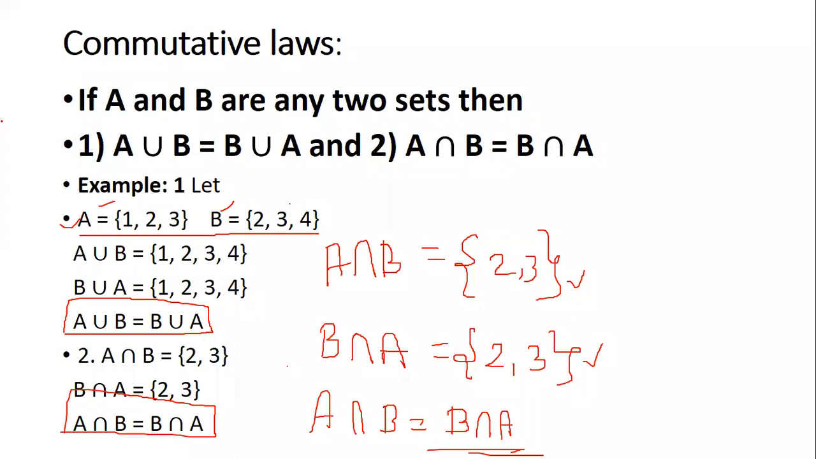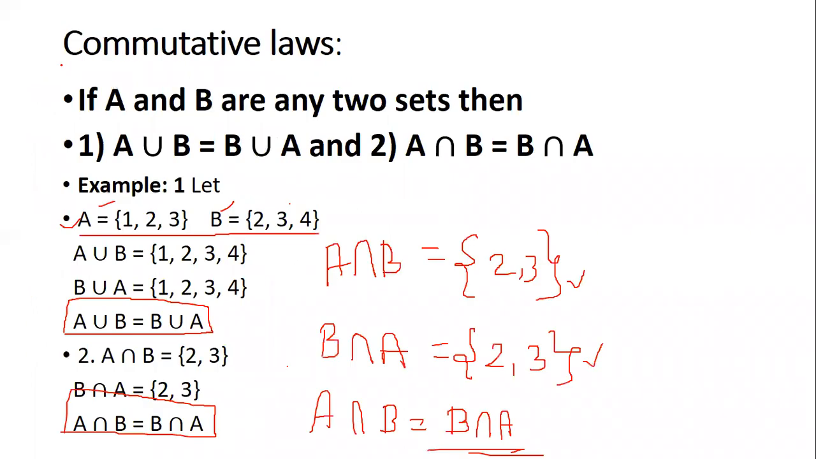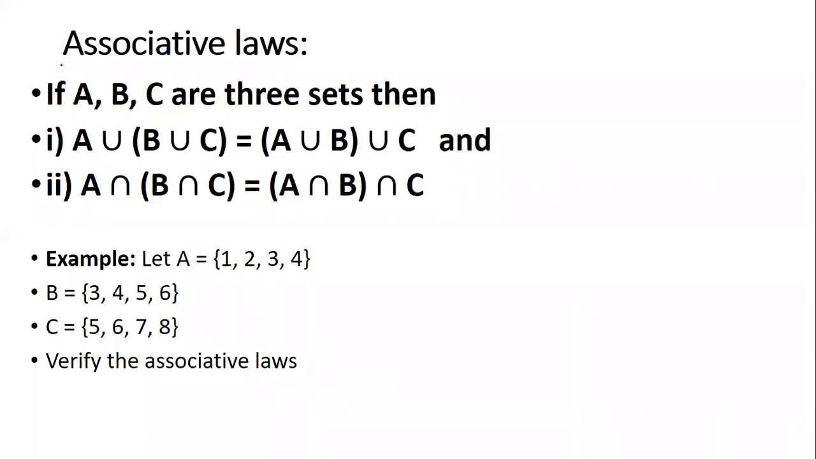Okay, so let's continue. Next is associative law. Now in associative law, we are going to have 3 sets. Now for commutative law, we had 2 sets. For associative law, we have 3 sets. So for associative law, how many sets do we have?